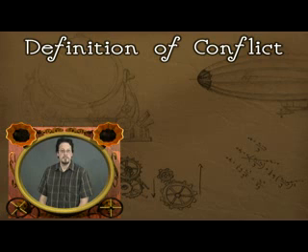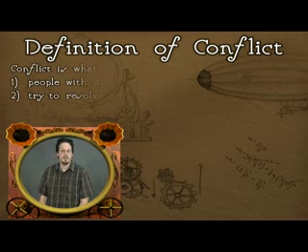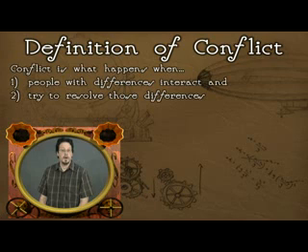Okay, I see. How about this definition? Conflict is what happens when people with differences interact and try to resolve those differences. What do you all think? Let's pause for a moment while you and your facilitator come up with your own definition of conflict.